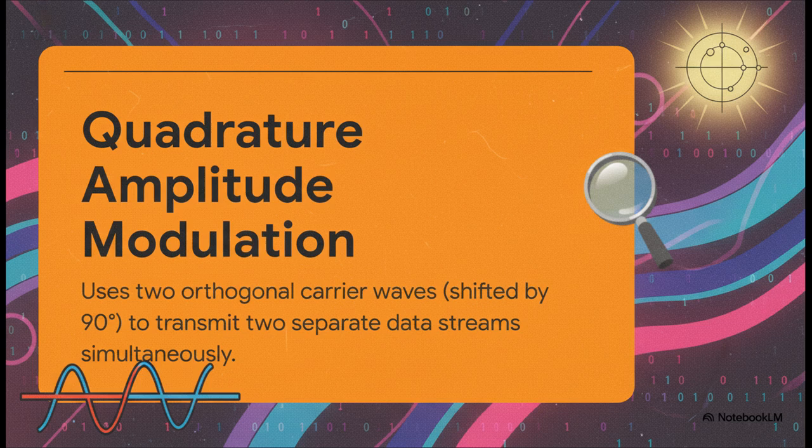This little phase shift makes them orthogonal, which is a fancy way of saying they can be mixed together for the journey and then pulled apart perfectly at the other end without ever messing with each other.